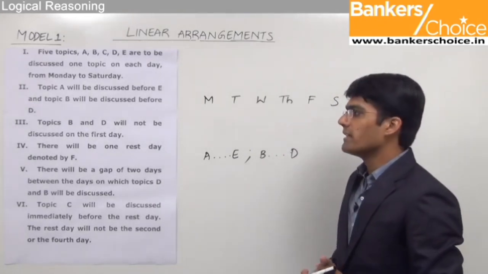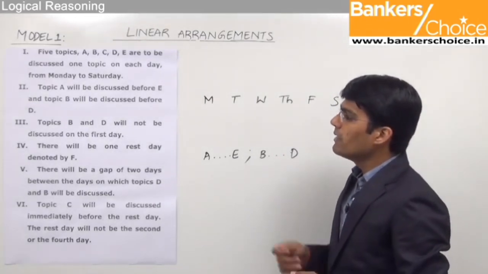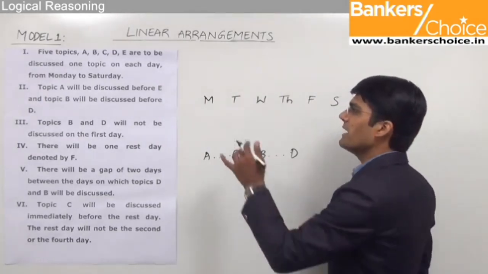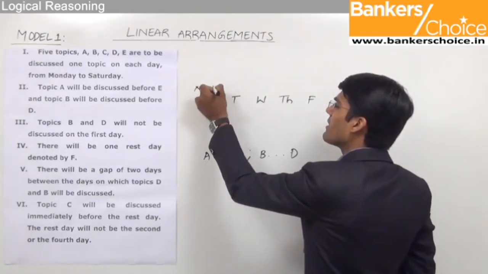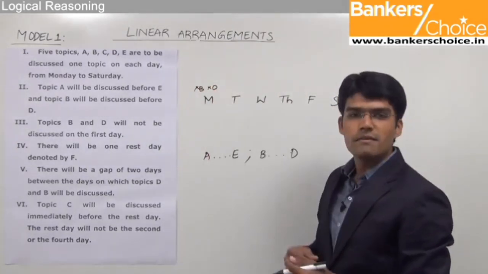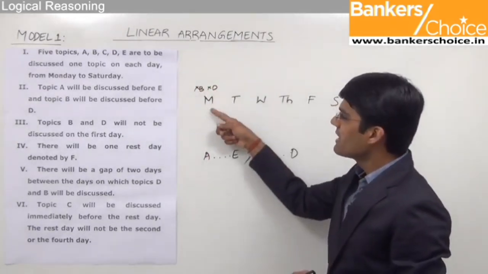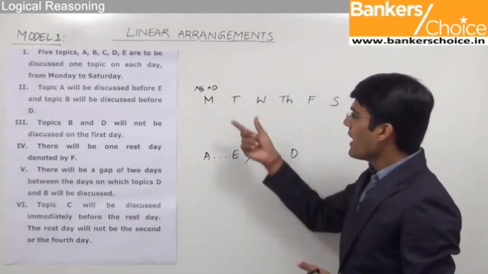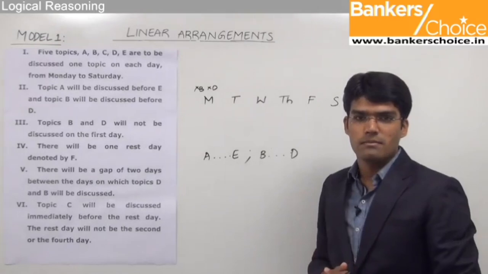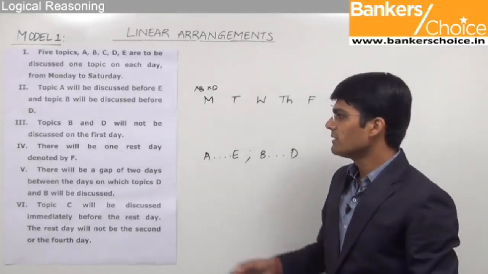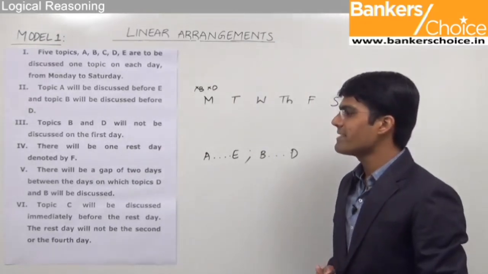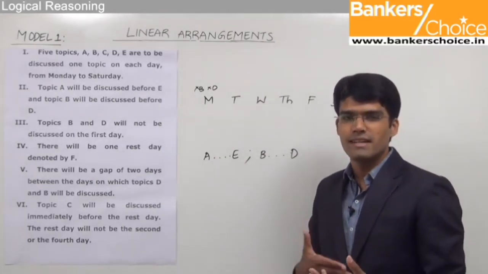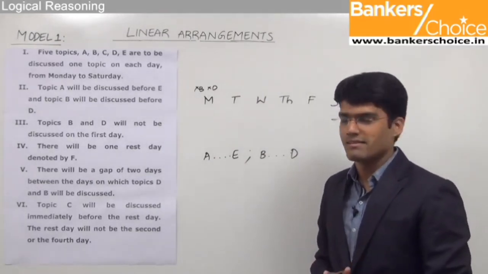Now let us take the next point, that is topics B and D will not be discussed on the first day, that is nothing but Monday. So let us simply indicate that B and D cannot come on the first day. So we are taking that with a cross mark, that means B and D cannot occupy Monday. But again we have no idea where exactly B and D has to come. So let us simply move to the next point. The fourth point is there will be one rest day denoted by F. So now we can understand that there are going to be total 6 topics, that is A to F, where F is nothing but a rest day.